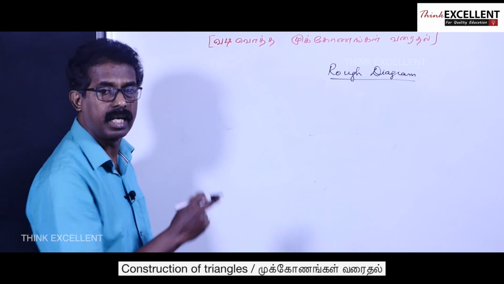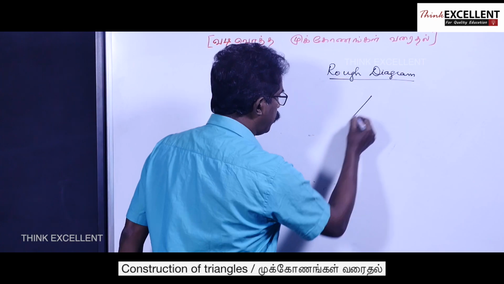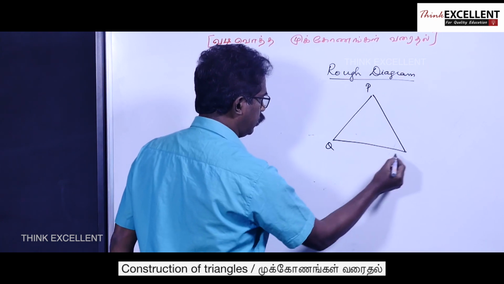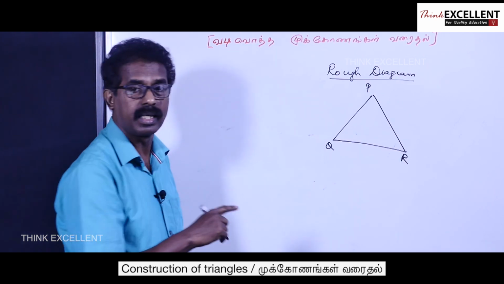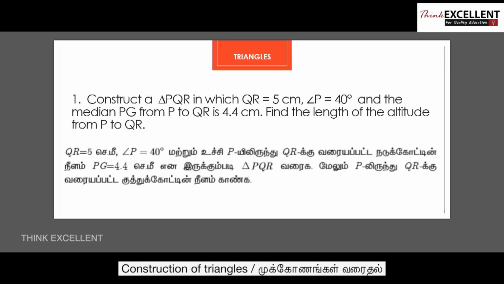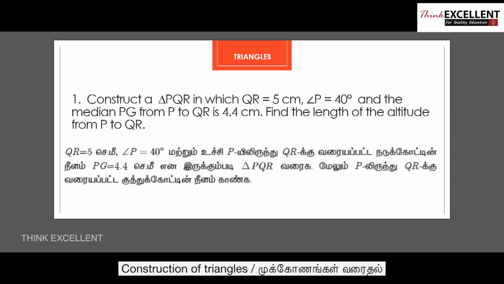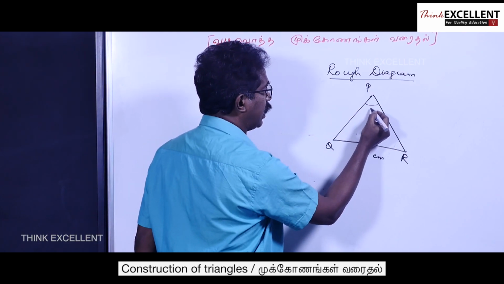So here, triangle PQR. QR is given, so you take the base as QR. PQR is the triangle. QR they have given us 5 centimeter. QR is 5 centimeter, and angle P, the vertical angle, is 40 degree.